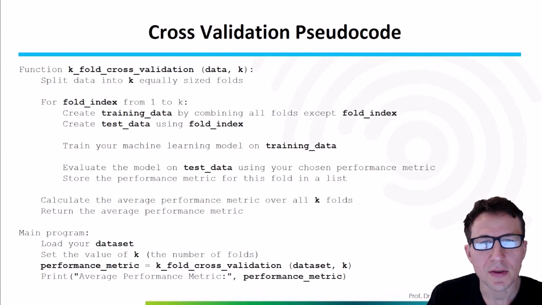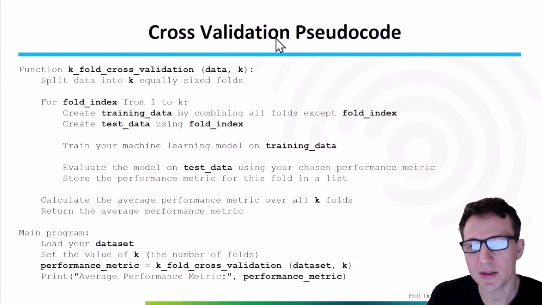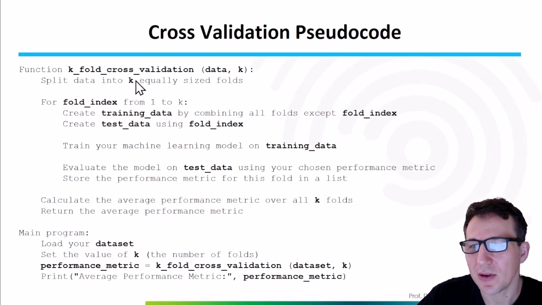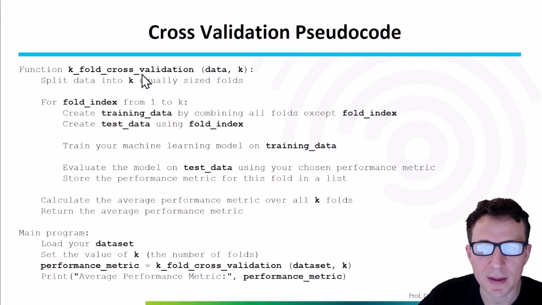So in order to make this clear what cross-validation does, I would like to run you through some easy-to-read pseudocode. So cross-validation, what does it do? Well, it basically is a function, a cross-validation function. It takes data and K, the number of folds you would like to create. As I said before, 5 or more often 10 are typical values. So what does this function do? Well, it splits up the data in K equal parts.